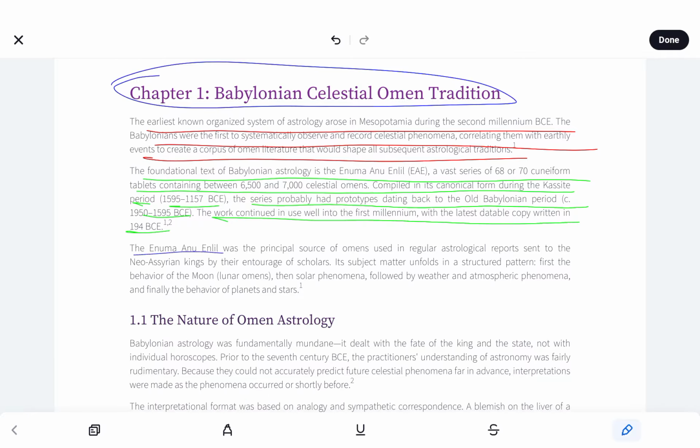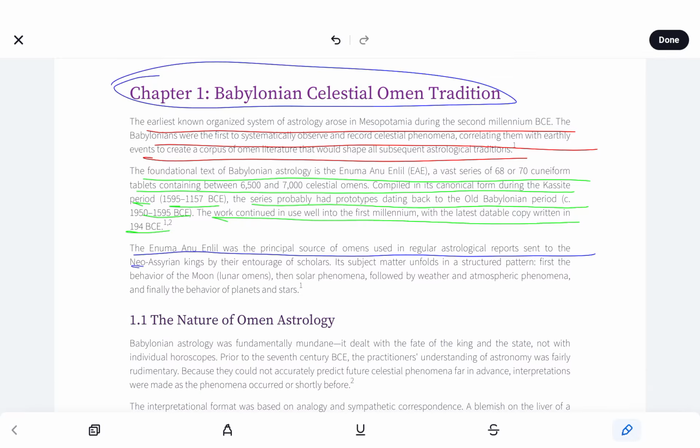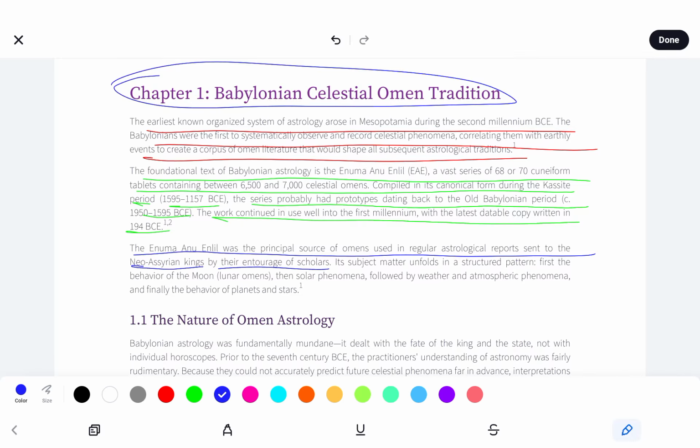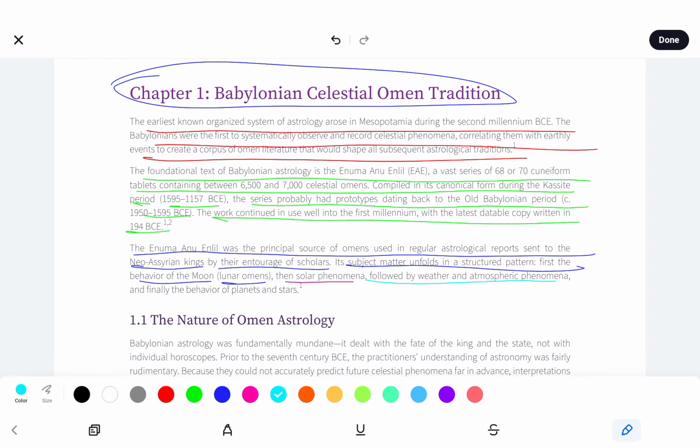The EAE was the principal source of omens used in regular astrological reports sent to the Neo-Assyrian kings by their entourage of scholars. Its subject matter unfolds in a structured pattern. First, the behavior of the moon, lunar omens, then solar phenomena, followed by weather and atmospheric phenomena, and finally the behavior of planets and stars.